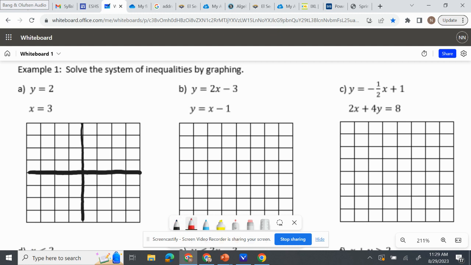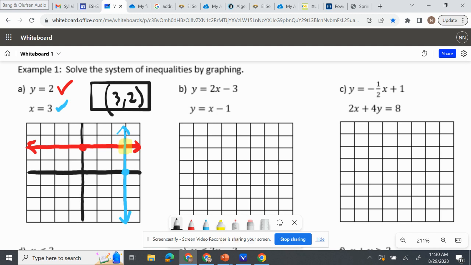So for the first one, y equals 2, we're going to go 2 on the y-axis, and we're going to draw a horizontal line. Then for the second one, x equals 3, we're going to go to 3 on the x-axis, and we're going to draw a vertical line. Now our answer is where they cross. So that means that our answer is going to be the ordered pair 3 and 2. So that's our first one.